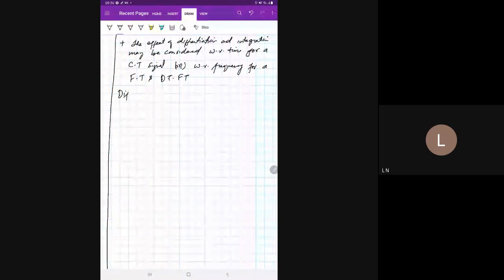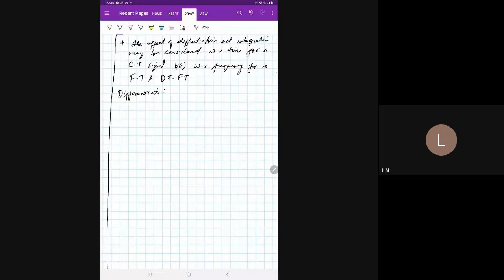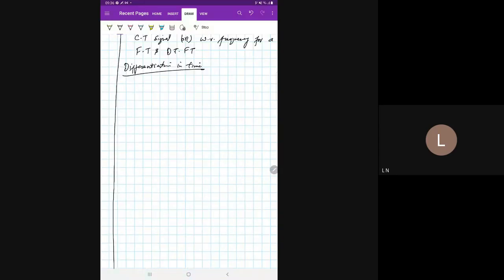So first of all, let us discuss differentiation in time. Let us consider the effect of differentiation on a non-periodic signal. So we will consider a non-periodic signal x of t, and we'll consider the effect of differentiation on the non-periodic signal x of t.